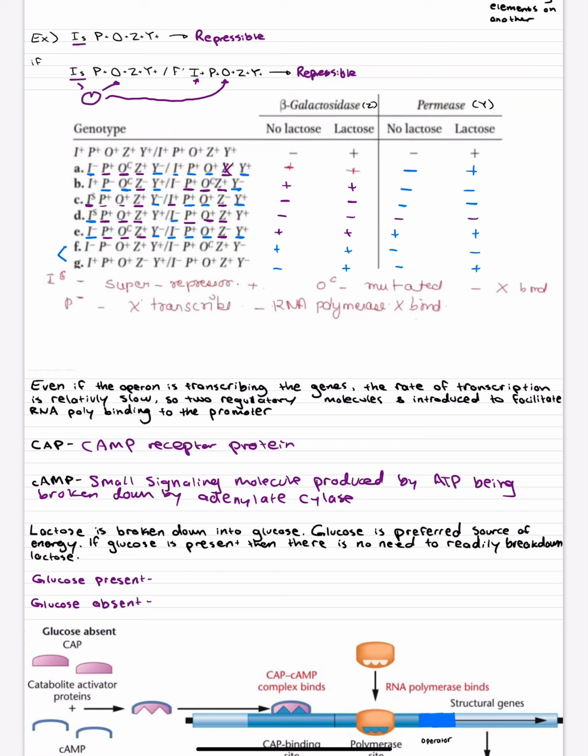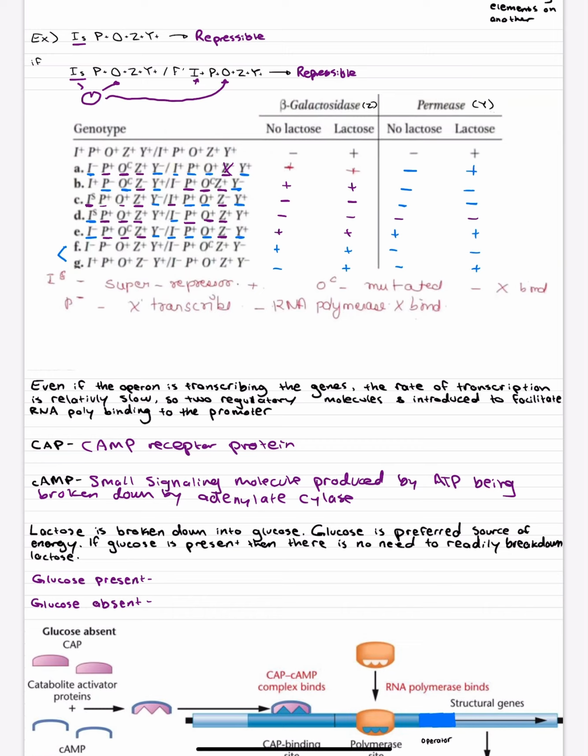So this is essentially an added layer for transcription. It helps increase the rate of transcription. It does not affect if transcription will occur or not occur. Lactose is being broken down into a smaller molecule, glucose. And glucose is the preferred source of energy. If glucose is present, then there is no need to readily break down lactose. Lactose, if it's present in the environment, is still going to be broken down, but it won't be broken down at a fast rate, as compared to if there wasn't any glucose in the reserves.